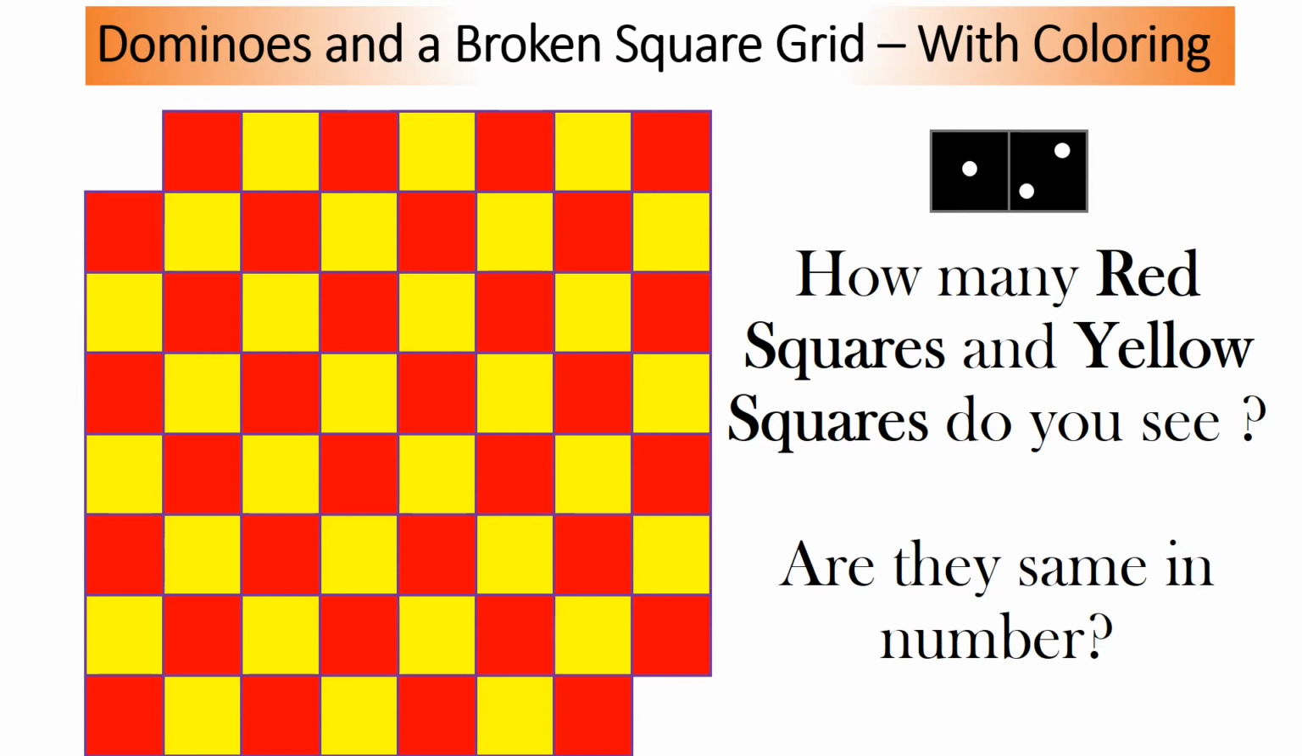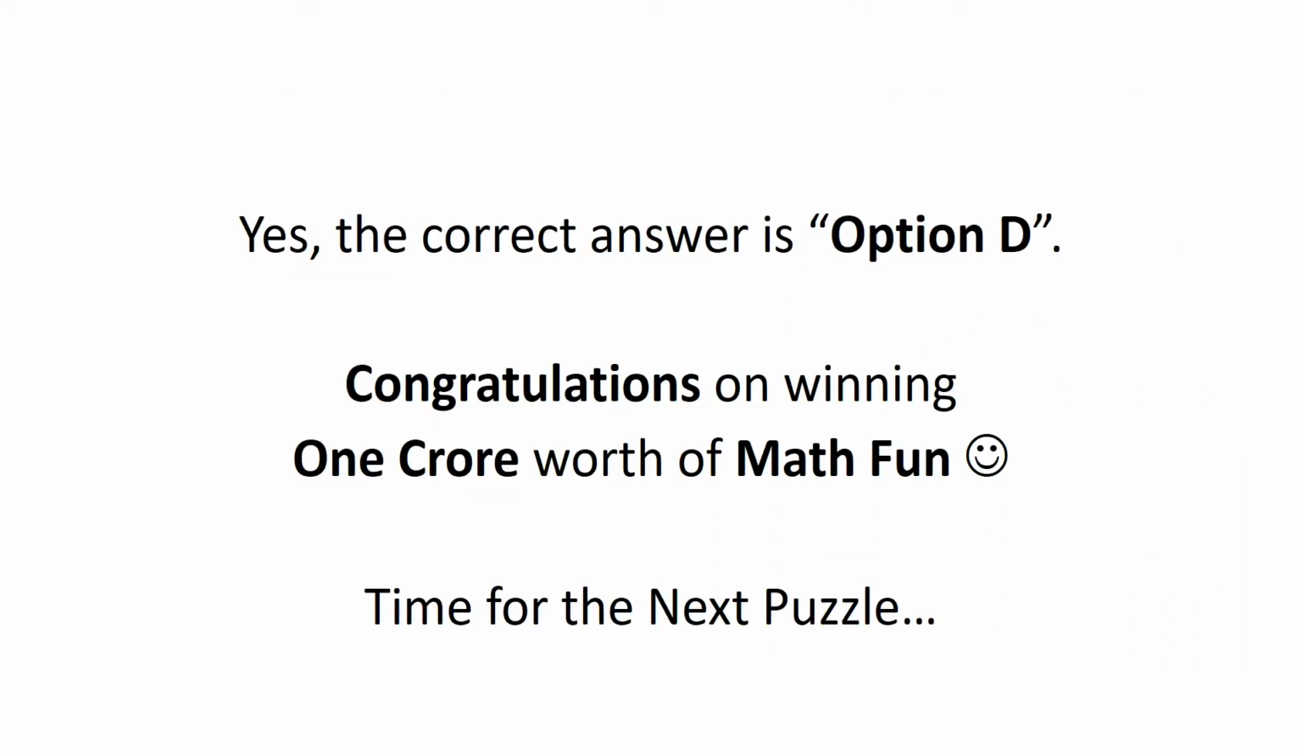Yes, they are not equal in number. So however much we try, it's impossible to cover this broken grid with dominoes, because every domino covers one red square and one yellow square. So if we are able to place dominoes here, they should cover the same number of red and yellow squares. Since this grid does not have the same number of yellow and red squares, the answer is to select option D.